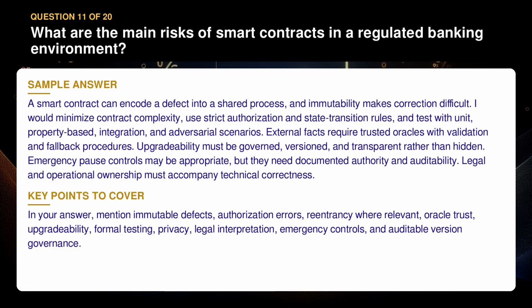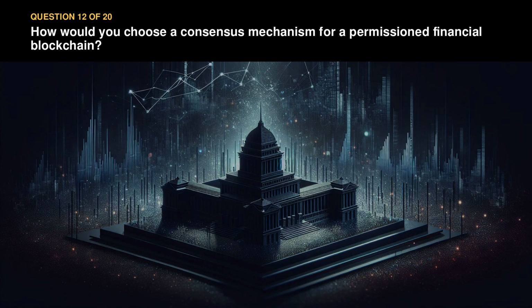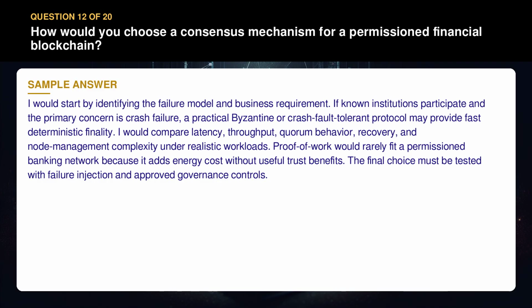In your answer, mention immutable defects, authorization errors, reentrancy where relevant, oracle trust, upgradability, formal testing, privacy, legal interpretation, emergency controls, and auditable version governance. Question 12. How would you choose a consensus mechanism for a permissioned financial blockchain? I would start by identifying the failure model and business requirement.